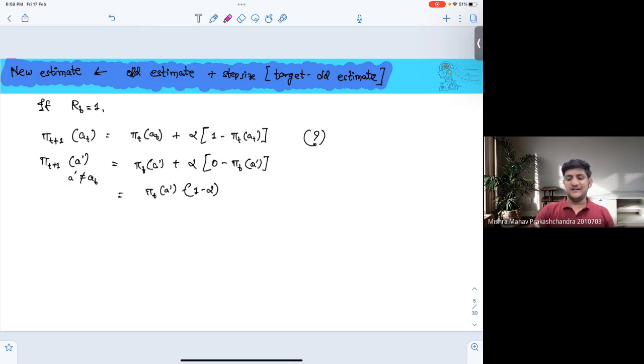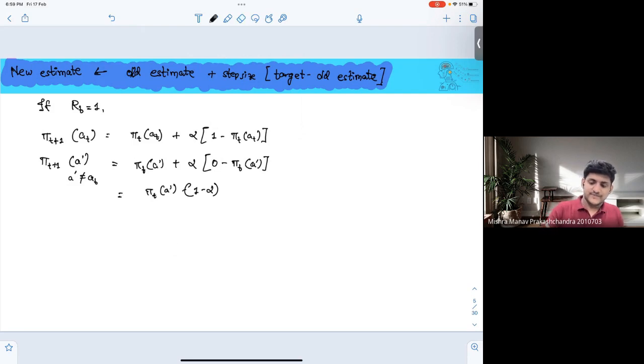So here R t is equal to 1. This is my target, so here I've kept it to be 1. My old estimate is pi t of a t, and this is the old estimate. Alpha is my step size parameter. And based on that, I have defined a formulation for my binary bandit problem. If I have reward of 1 and reward of 0, this is how my policy update looks like.